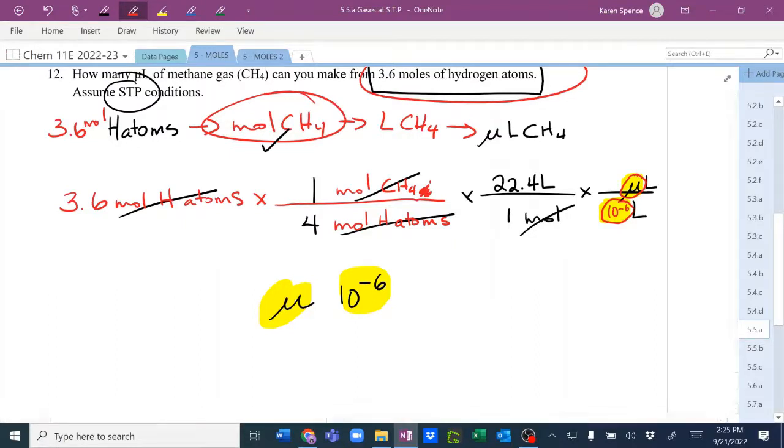You could do 10 to the 6 microliters per liter. And I don't care which way you do it as long as you get it correct. So whichever way makes the most sense to you, then you would go through and do your calculation. Make sure you can plug that into your calculator correctly and get the correct answer. Okay, because that's another step where you want to make sure you can plug everything in all right.